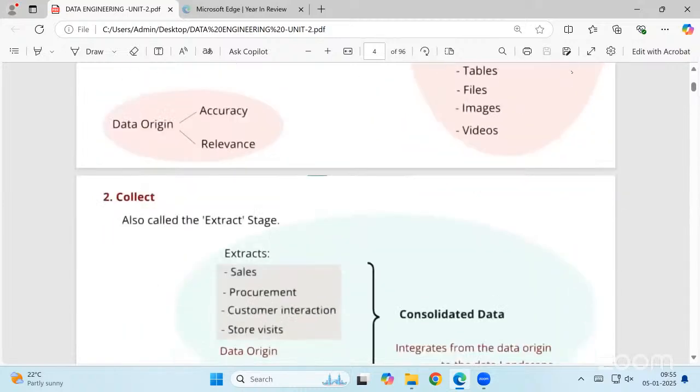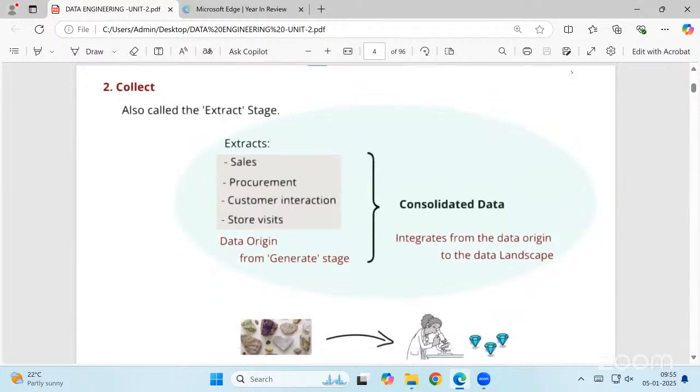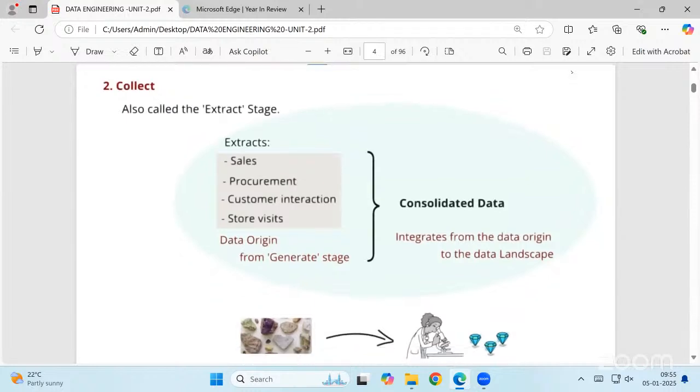Next, what do we have to do? The second phase is to collect the data. Data got generated and you need to collect it. Okay. So these are the sources where data got generated from different places, and then you have to consolidate the data. That portion we call integration.